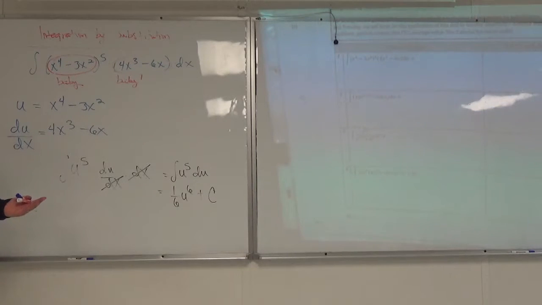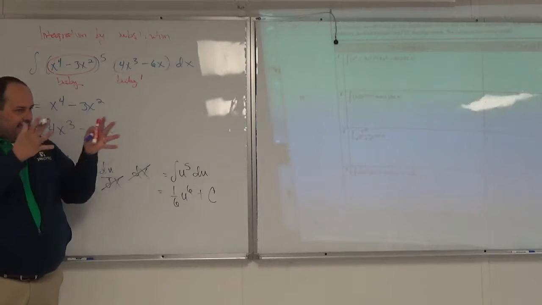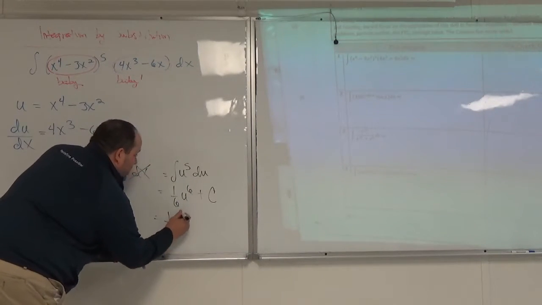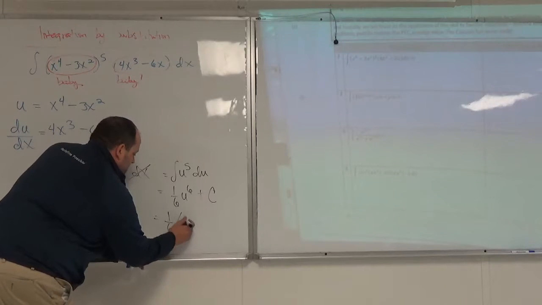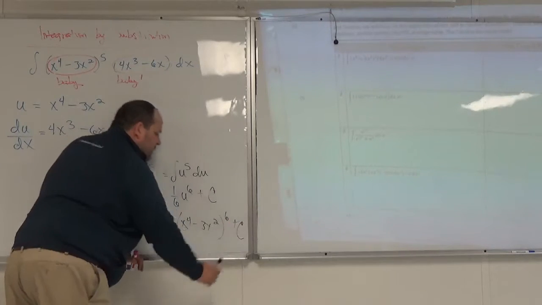Now, is that the final answer? Not yet. Your original integral involved x as the variable. This substitution was to get it down to a more compact form. So just at the end, you're going to go back and say, oh, so this is going to be 1/6 of x to the fourth minus 3x squared to the sixth power plus c.